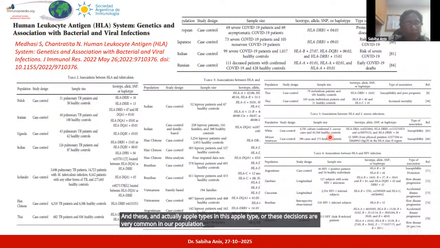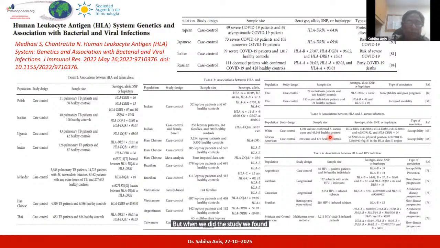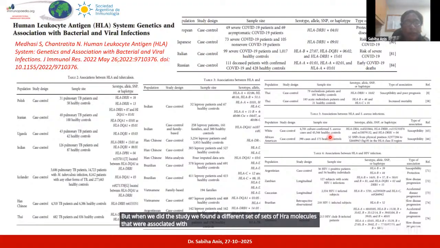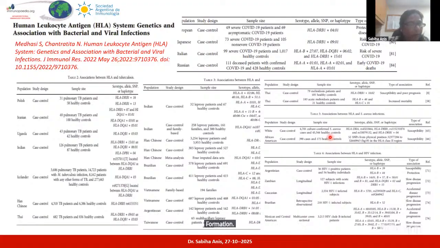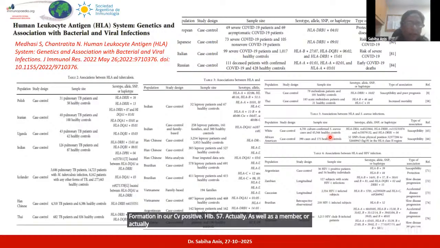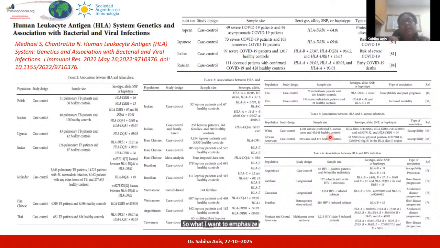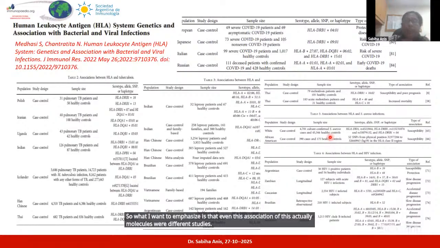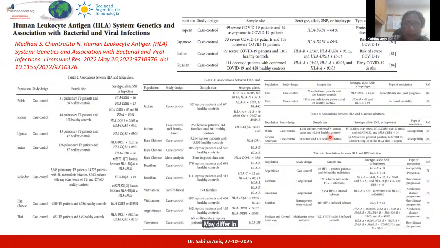But when we did the study, we found a different set of HLA molecules associated with cryoglobulin formation in our HCV positive patients: HLA B57, as far as I remember, and then A2 was there. So what I want to emphasize is that the association of these HLA molecules may differ in different kinds of populations.